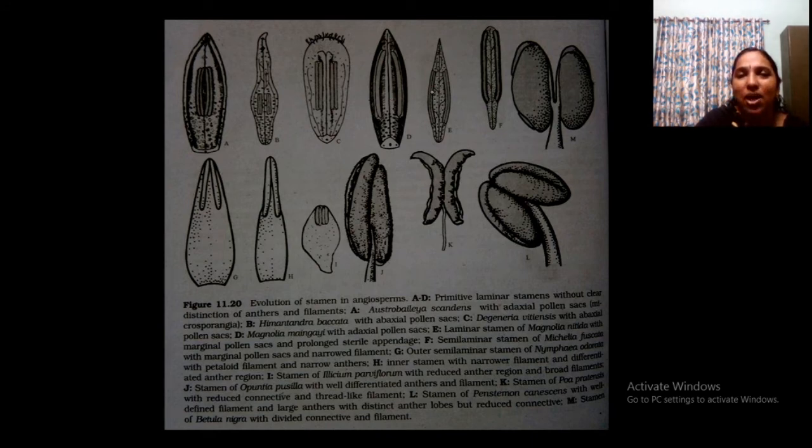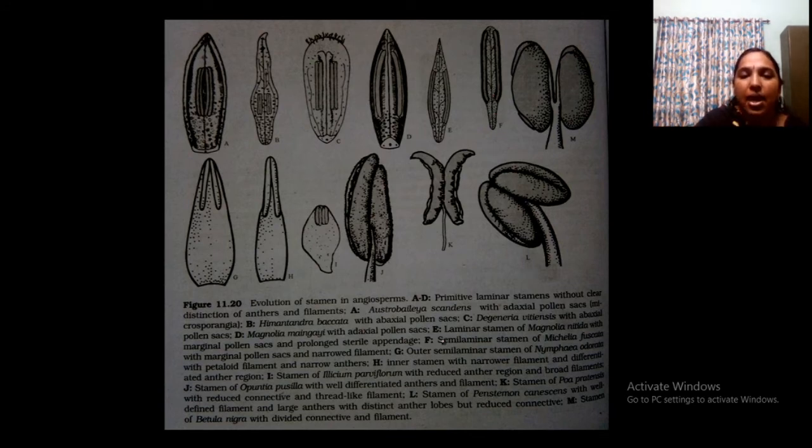But see, in Magnolia it is reduced from this into this. The sterile portion is greatly reduced. Clear? And that sterile portion and fertile portion move on to the margins. Then the laminar stamen of Magnolia is in this condition. This is a laminar stamen of Magnolia. Then the semi-laminar stamen of Michelia. This is a semi-laminar stamen. See, almost all the sterile part is gone and the origin of the filament has started. This is the Magnolia laminar stamen, and the semi-laminar stamen of Michelia champaca in Magnoliaceae.